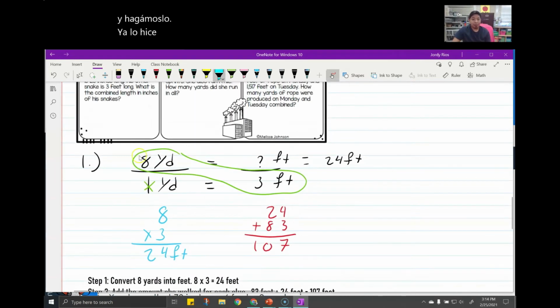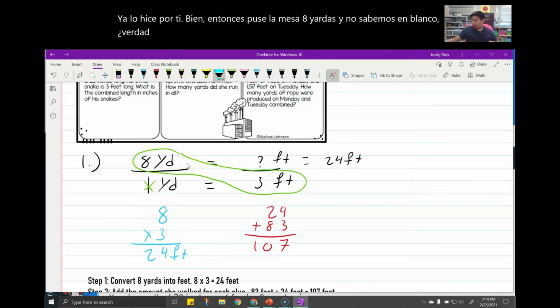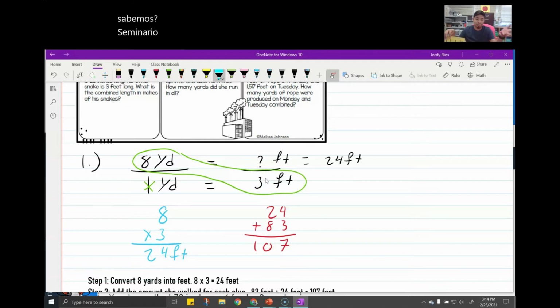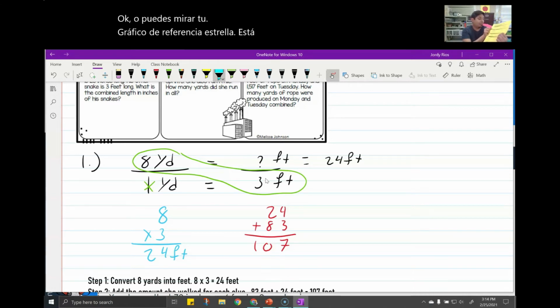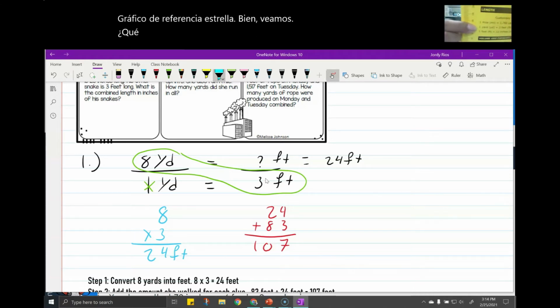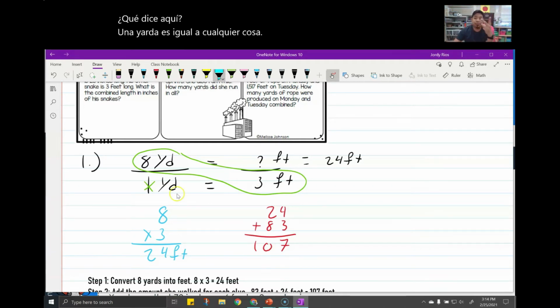Okay? So, I set up the table, 8 yards, and we don't know. Blank, right? What do we know though? Well, I know that 1 yard equals 3 feet. How do we know that? Well, remember last time in our notes we put the yard person? Or you can look at your star reference chart. What does it say right here? 1 yard equals how many feet? 3. Okay? So step 2 says to cross out the 1 and circle the numbers 8 and 3.